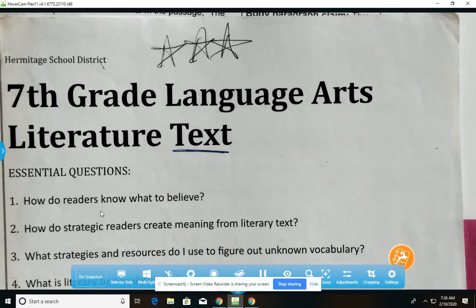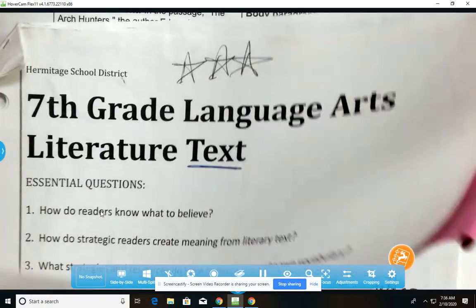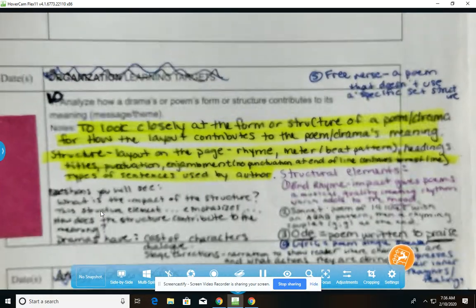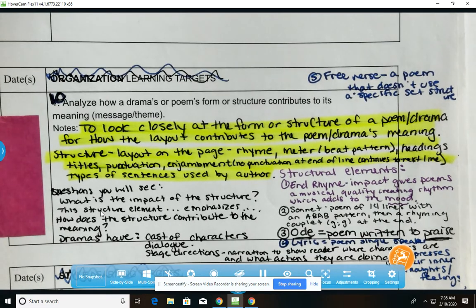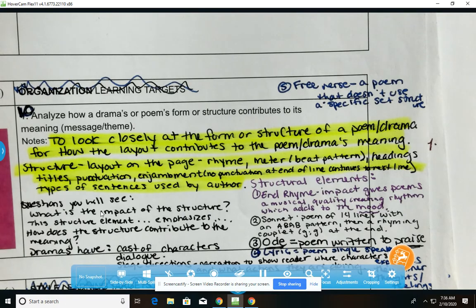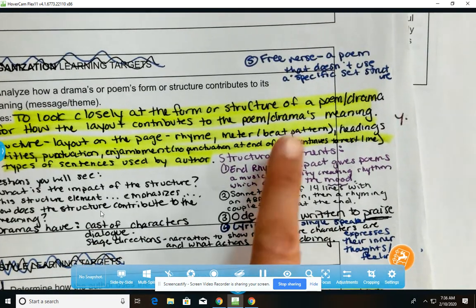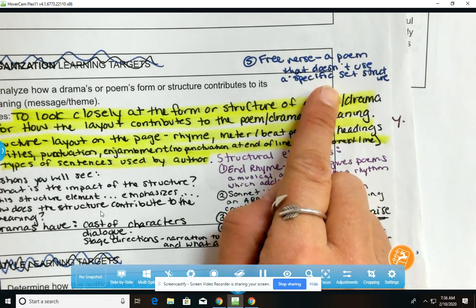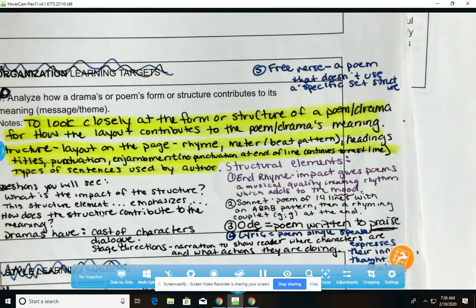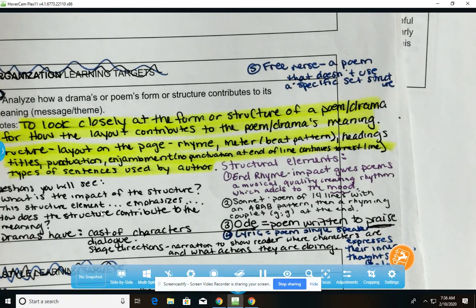With this particular poem, we are looking at a new type of structure. So we're looking at learning target 10 to analyze how a poem's form or structure contributes to its meaning or theme. As we look at this, we're going to look at the free verse structure. A free verse is a poem that doesn't use a specific set structure. It's literally free. Sometimes poets use a free verse structure to emphasize that same theme of freedom.